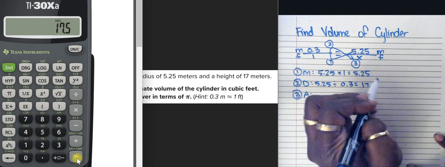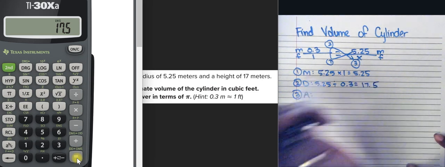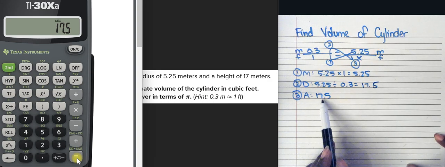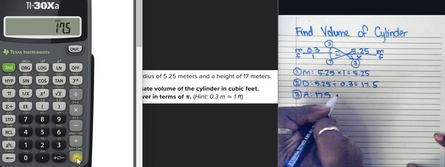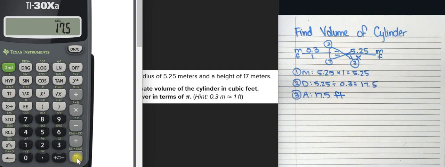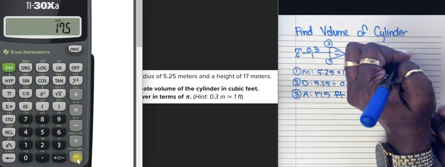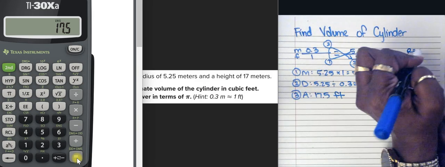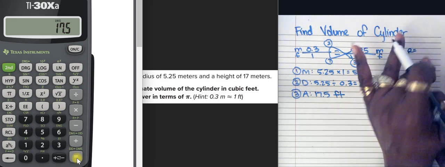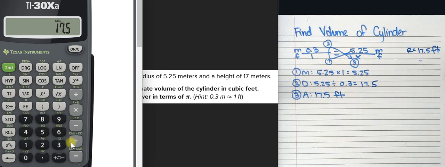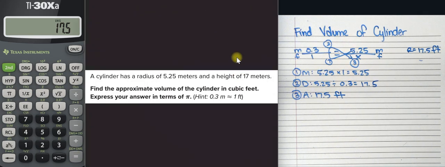So 17.5, and I'm going to plug in that 17.5. The reason I plug it in down here is because I just want to make sure that I remember what unit this is. So 17.5 feet. Okay, so we have that. That is going to be our radius. So our radius is equal to 17.5 feet. Okay, now we need to do the same thing for our height.